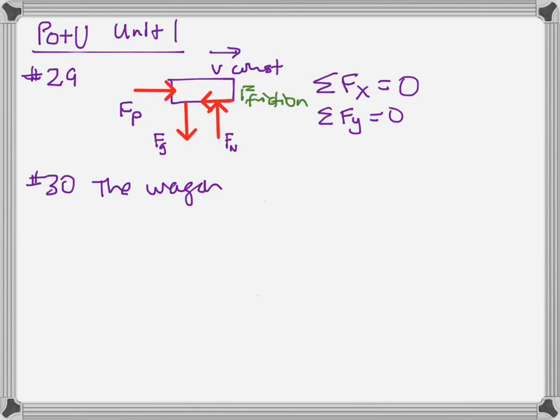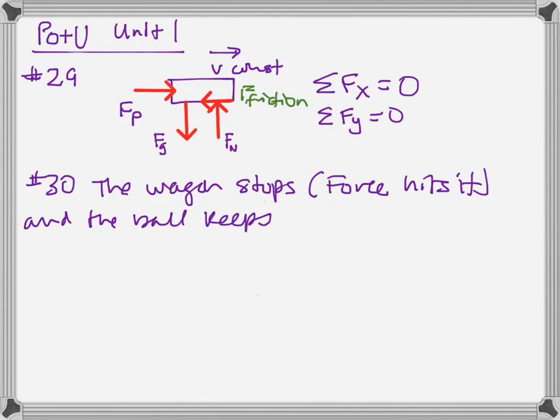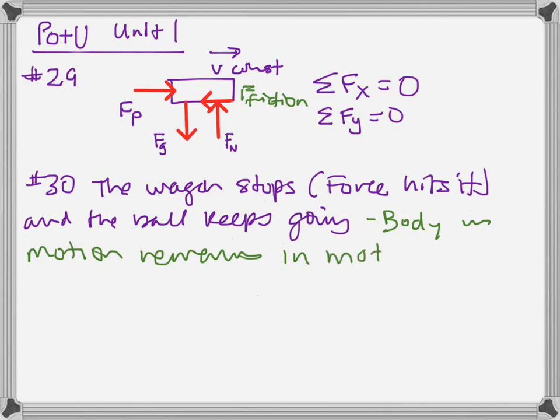Problem number 30 says a ball on the back of a wagon is moving at the same velocity as the wagon initially. The wagon then hits a curb and stops quickly. What happens to the ball? Well, you probably are familiar with what would happen. The wagon is stopped because some force hits the wagon to get it to stop, but the ball keeps on rolling. As we say, a body in motion remains in motion unless acted upon by an outside force.